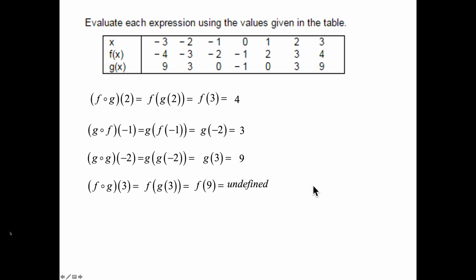Nothing is returned. That can happen. So watch your directions. See if you have to put in undefined, or sometimes you have to put in DNE for does not exist. So make sure you pay attention to the directions.